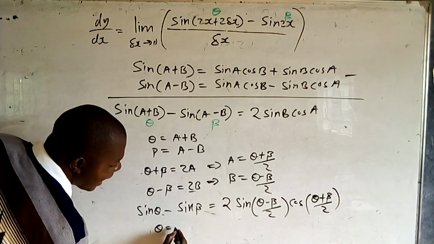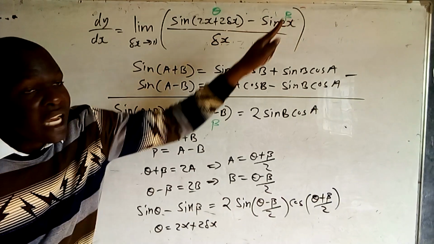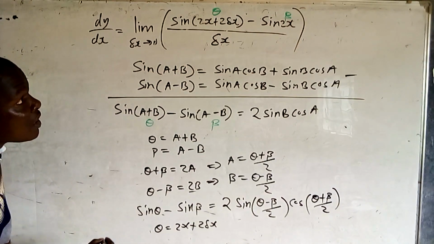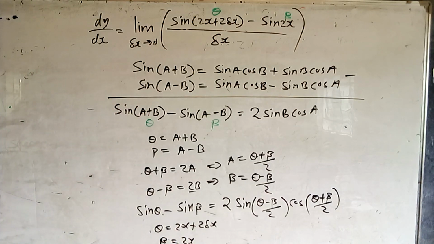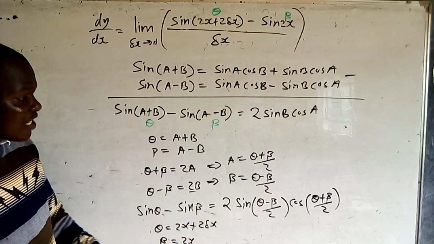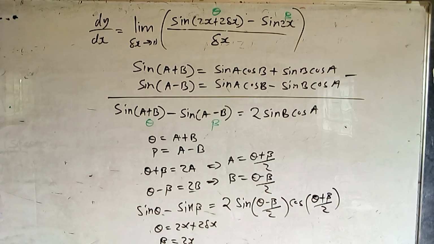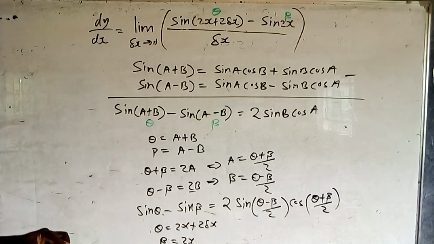Theta is 2x plus 2 change in x, isn't it? And what is beta? Beta is 2x, isn't it? Are we together? So can you now do the substitution? If you do the substitution, theta to be this and beta to be that, what do you get? Theta to be 2x plus 2 change in x and beta to be 2x. So do the substitution back there.